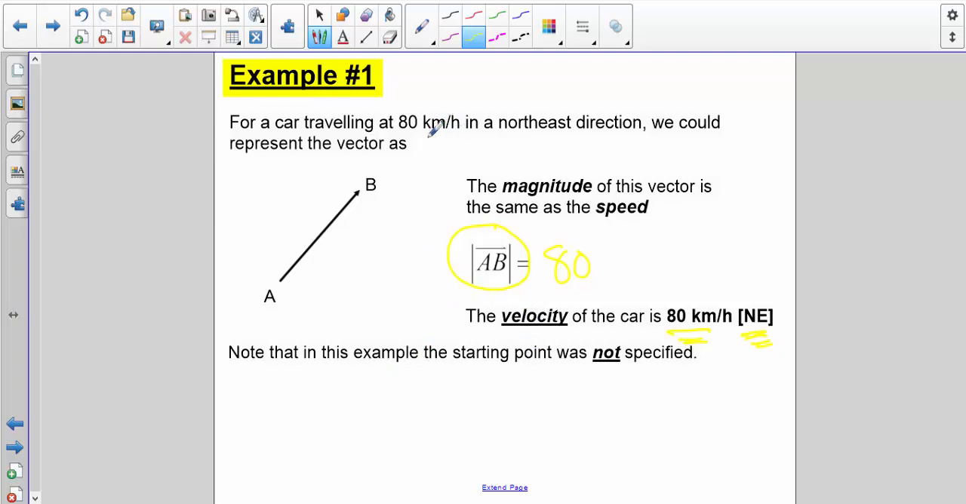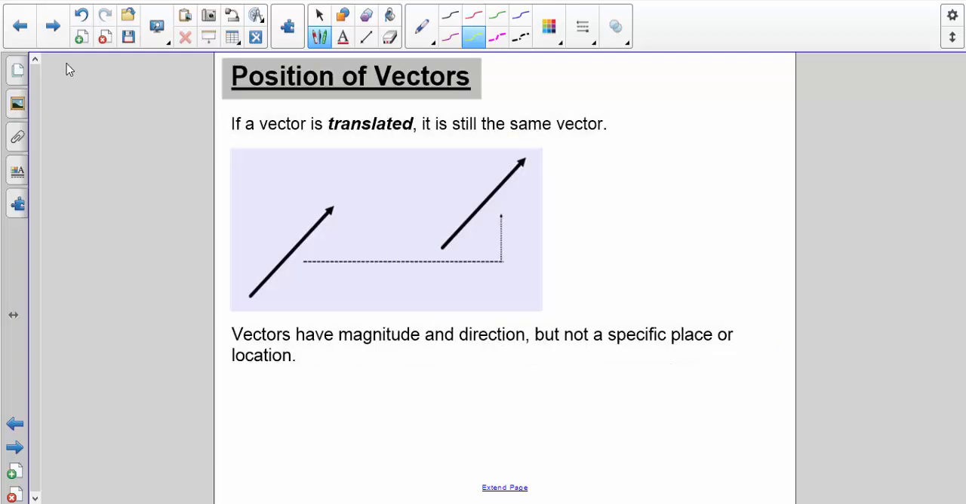If the car traveled 80 kilometers per hour in a northeast direction, its vector, whether it started here or whether it started here, is kind of irrelevant, because when we're talking about the vector, we're talking about the forces on that object, right? So the car traveling 80 kilometers per hour in a northeast direction is the same if it starts here or if it starts there. And this slide kind of talks about that.